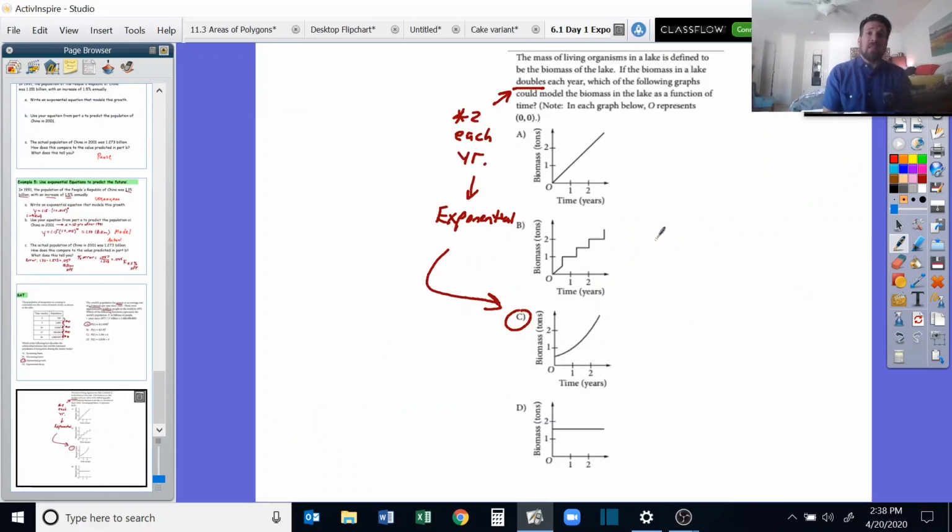And then finally, this last one, when we are doubling that biomass, that means we are multiplying by 2. Anything that is multiplying by 2 every year, that is an exponential growth. A linear growth would be adding the same constant every year. Exponential growth is multiplying by the same amount every year. And we know that that exponential growth should look like that characteristic exponential growth curve.